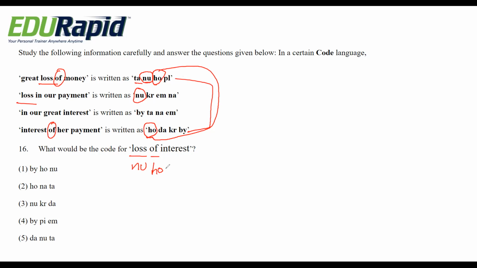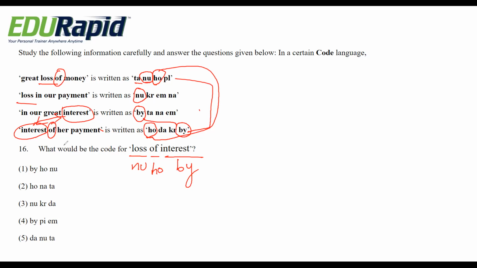Okay, let me check with interest. Interest is present in the third and fourth one. Interest is common in the third and fourth one. BY is present. TA is not there. NA is also not there. EM is also not there. So for interest, it is BY.